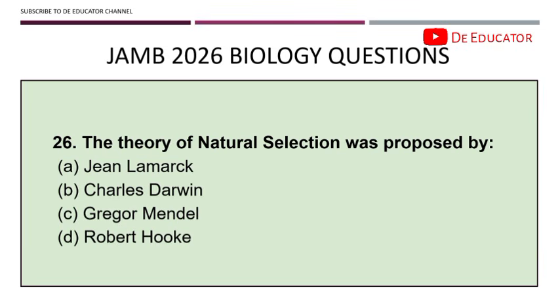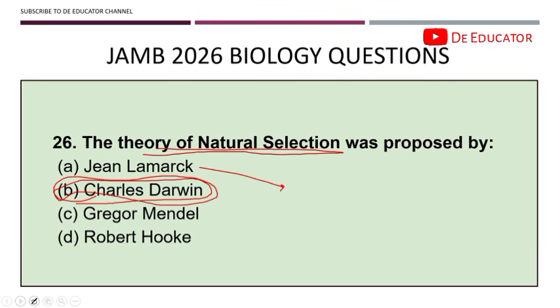Okay, the theory of natural selection was proposed by Charles Darwin. Okay, Charles Darwin, and that is the theory that is generally accepted. Jean Lamarck proposed the theory of use and disuse. But his theory was disregarded because it did not really prove some important concept, because he said that acquired traits can be transferred from generation to generation. But Charles Darwin proved him wrong with his own theory of natural selection. So all these things you should understand.